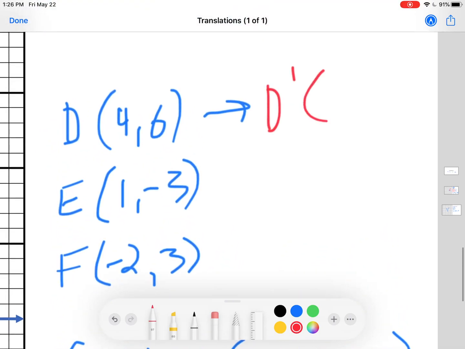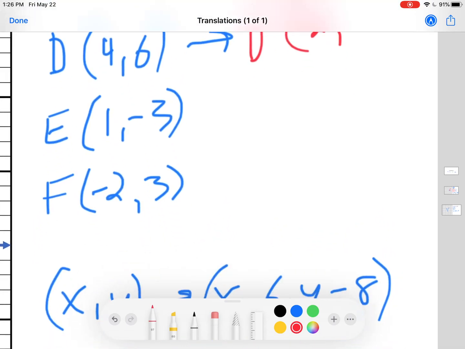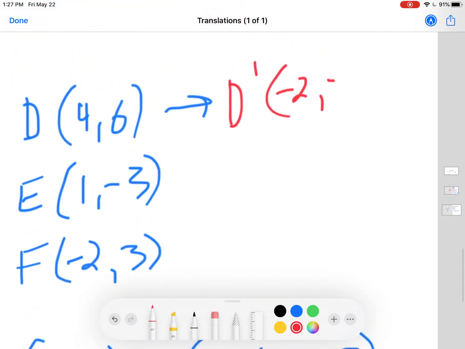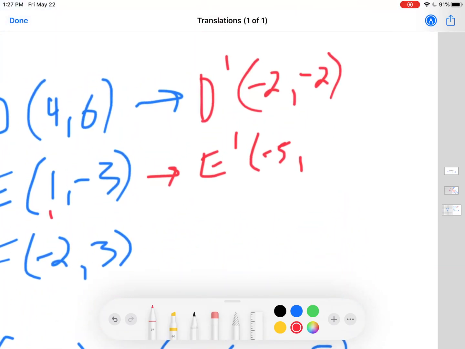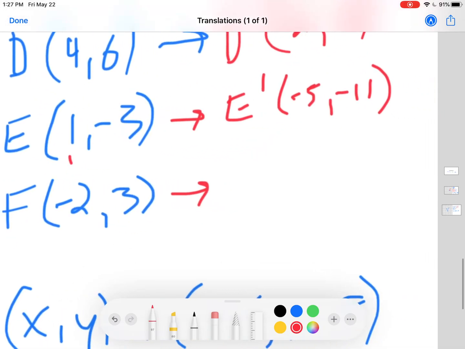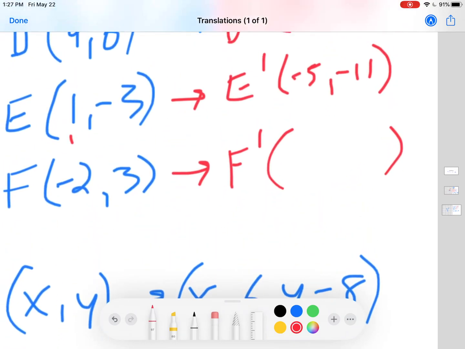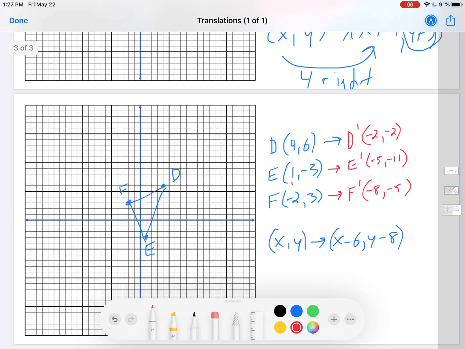D prime, okay. X minus 6, 4 minus 6 is -2. Y minus 8, 6 minus 8 is also -2. E prime, 1 minus 6 is -5. -3 minus 8 is -11. F prime. -2 minus 6 is -8. 3 minus 8 is -5.